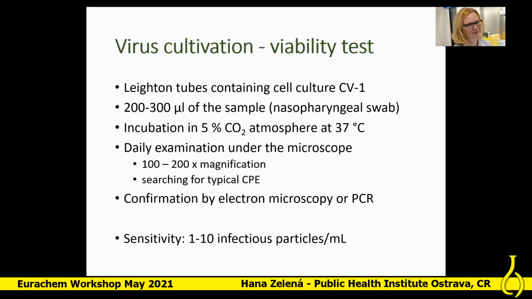And we search for the typical cytopathic effect, which is caused by the infection of the virus, because the virus changes the infected cell, which changes its shape, and we can see the typical changes caused by this virus. And once we detect the cytopathic effect, then we make the next step, the confirmation either by electron microscopy or by PCR. This method in laboratory conditions is very sensitive. We are able to detect a very low amount of infectious particles present in the sample. Next one, please.